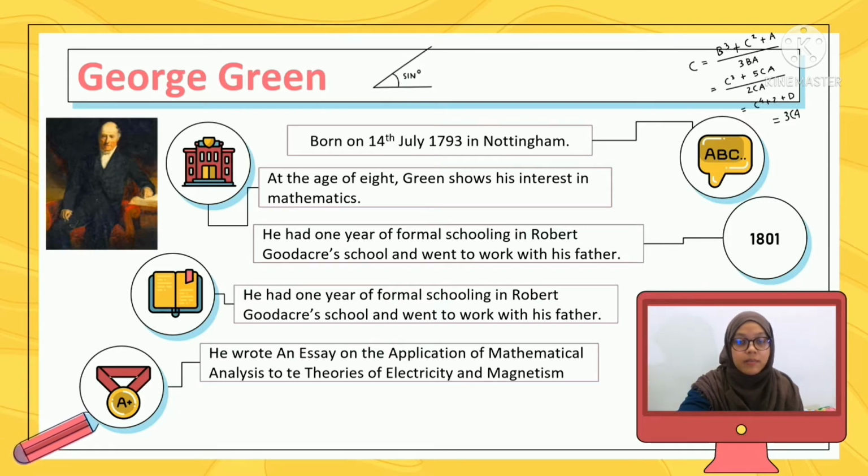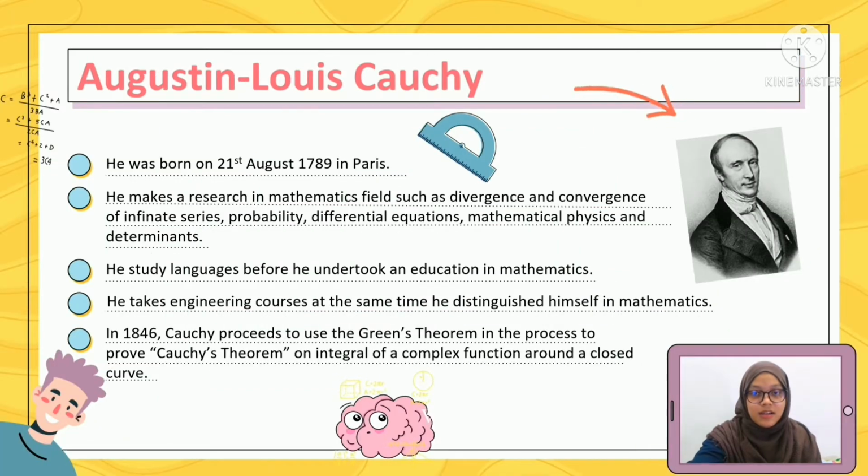of electricity and magnetism. Next is Augustin Louis Cauchy. He was born on 21st August 1789 in Paris. He is a French mathematician, engineer, and physicist who contributed to several branches of mathematics such as divergence and convergence of infinite series, probability, differential equations, mathematical physics, and determinant.